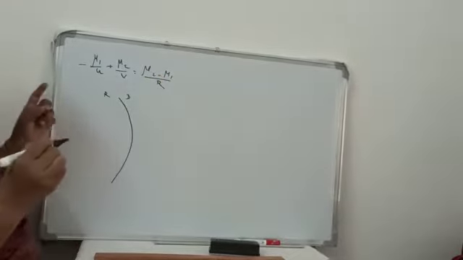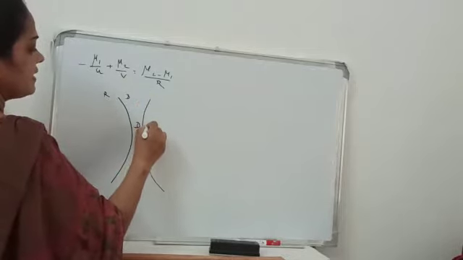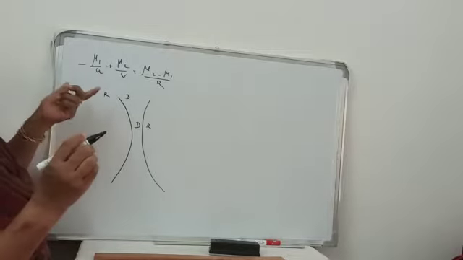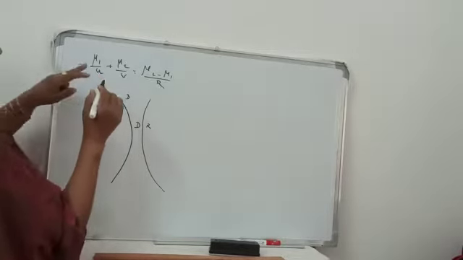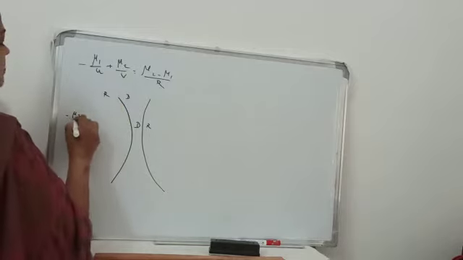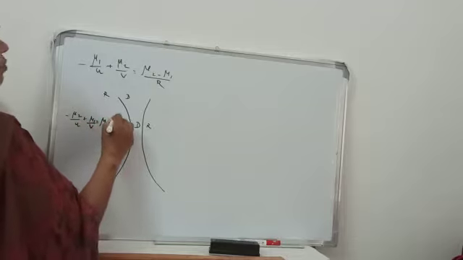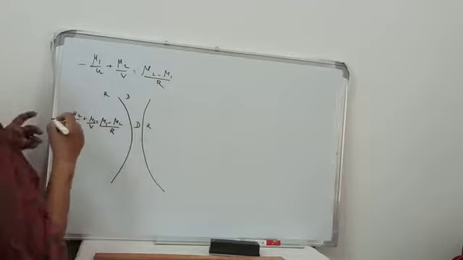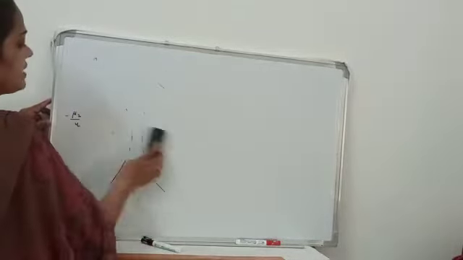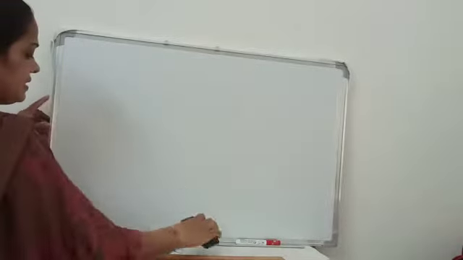Similarly, when light passes from denser to rarer, this is denser and this is rarer, we get the same formula as we got for convex spherical refracting surfaces. That is, in place of mu1 we substitute mu2 and write minus mu2 by u plus mu1 by v equal to mu1 minus mu2 by r. The same thing applies for convex as well as concave spherical refracting surfaces.